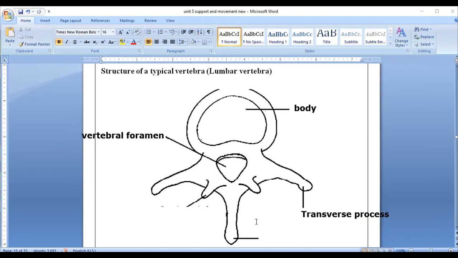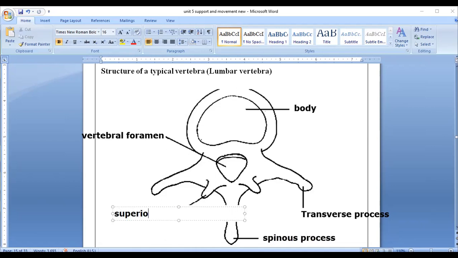Look at the picture and tell me. Two transverse processes there. And how do you call this one? Spinous process. How many spinous processes are there? One spinous process there. What is the name given to this?